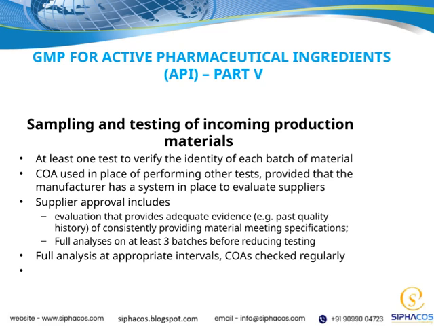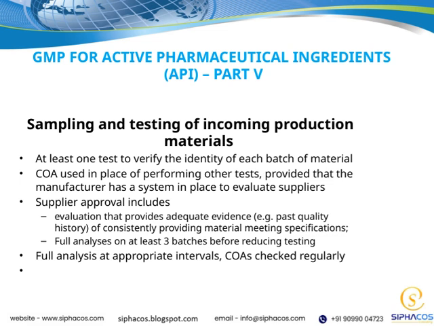It's crucial that we verify the identity of each batch of material before it's used in manufacturing. This typically involves at least one test to confirm that the material matches what we expect. In many cases, a certificate of analysis, or COA, can be used instead of performing additional tests, but only if the manufacturer has a reliable system in place to evaluate their suppliers. This means we need to trust that the COA accurately reflects the quality of the material and that the supplier is consistently providing compliant products.